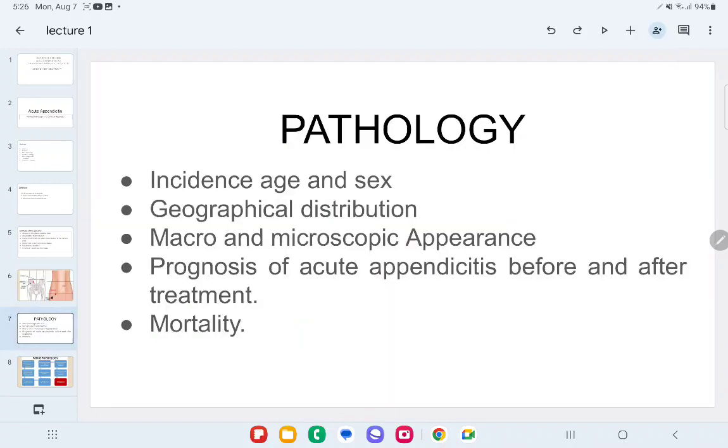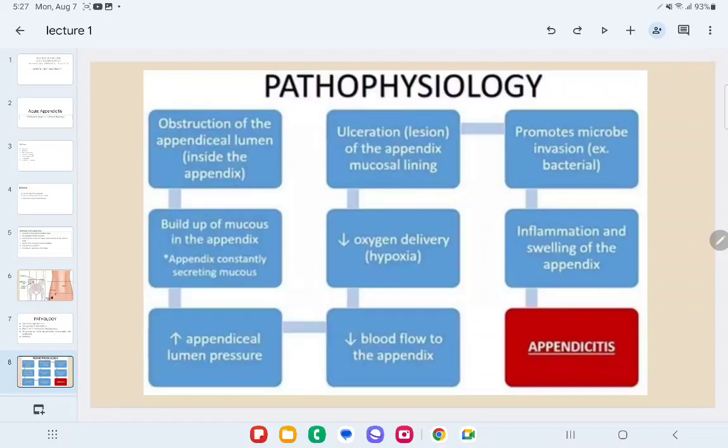The pathophysiology. In the pathophysiology, we have to talk about the incidence, the age distribution, the sex and geographical distribution, the macroscopic appearance of the appendix itself, and the microscopic appearance under the microscope. Prognosis of acute appendicitis before and after treatment, and we talk about the mortality and morbidity of the pathology.